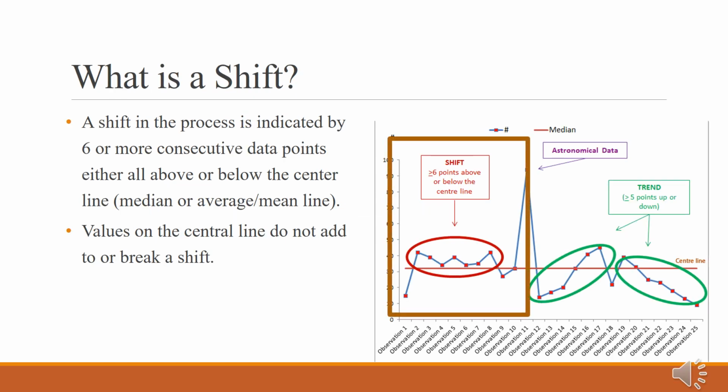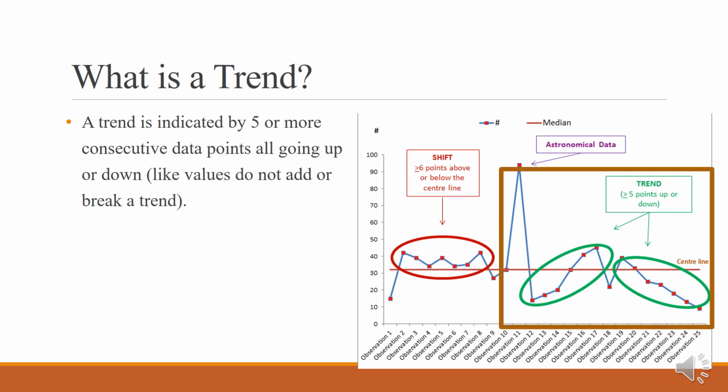So what is a shift? A shift in the process is indicated by 6 or more consecutive data points, either all above or below the center point, which is the mean or the average or the so-called median. Any values on the central line do not add to or break a shift itself. So what is a trend? A trend is indicated by 5 or more consecutive data points that are all going up or down. If you have a break in between, then it cannot be considered a trend.